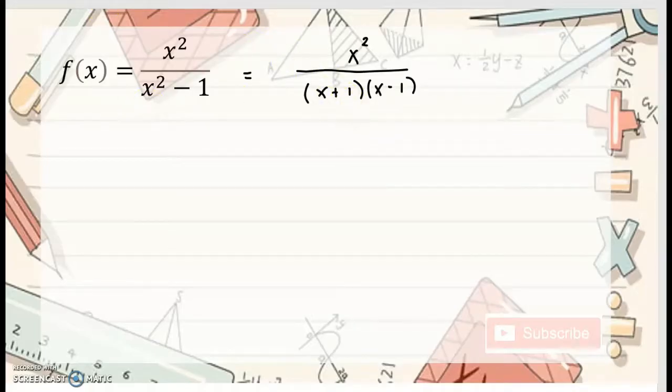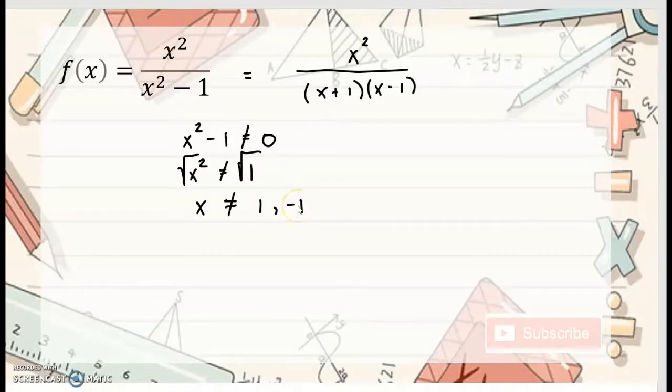So to identify the domain, the first thing that you have to do is to identify which value should not be included. In here, we will equate x squared minus 1 to 0. It should not be equal to 0. Then x squared should not be equal to positive 1. We get the square root of both sides, so x should not be equal to positive 1 and negative 1. When you are looking for the square root of a number, there are always two answers: the positive and the negative root. So in here, we can plug in any number on your function except positive 1 and negative 1, because if you plug in positive 1 or negative 1, your denominator will be 0.